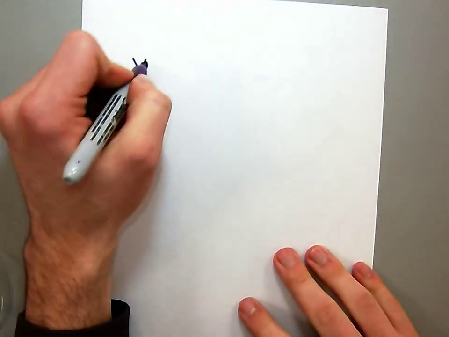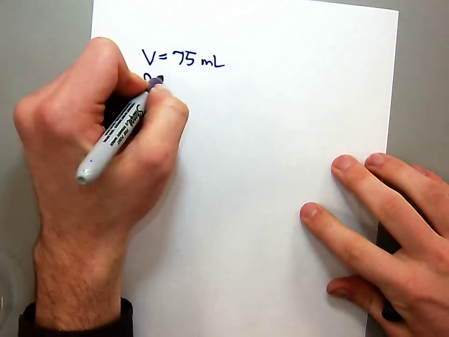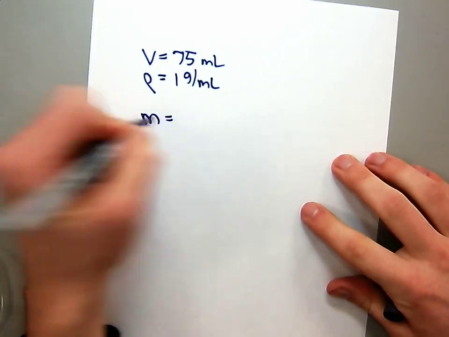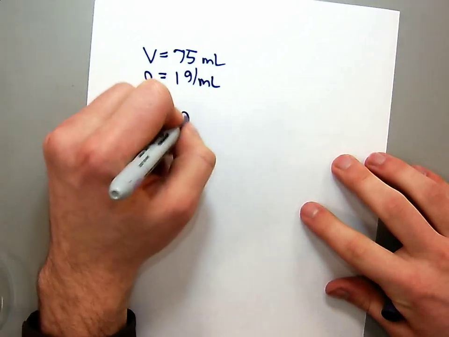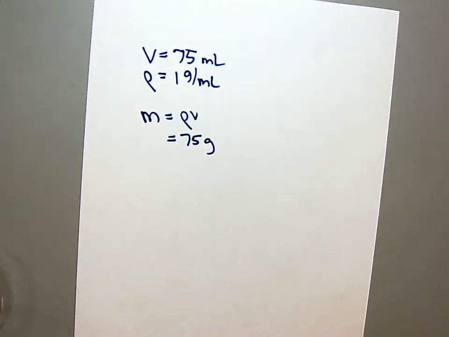Okay, so if 75 milliliters of fluid was displaced and the density of water is 1 gram per milliliter, then I know that the mass of water that was displaced is equal to the density times the volume. So that's going to be 75 grams. Okay, so the mass of this is 75 grams. That's a pretty rough estimate because this is not very accurate. When I weighed this, I got like 80. But, yeah, we don't live in a perfect world.